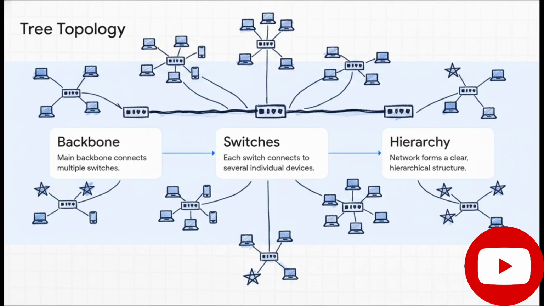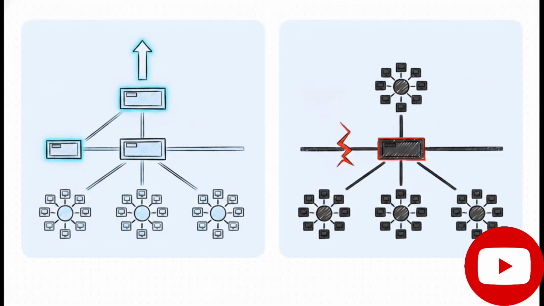You have a main backbone cable that connects to multiple main switches, and then each of those switches acts like the center of its own little star network, connecting to several individual devices. This structure is ideal for large organizations because it allows for easy, structured expansion. You just add a new branch to the tree while maintaining centralized control. But it is definitely more complex than a simple star topology. And while a single device failing won't hurt much, you have to remember that if the main trunk, that primary backbone, fails, entire branches of devices will instantly lose their connection.